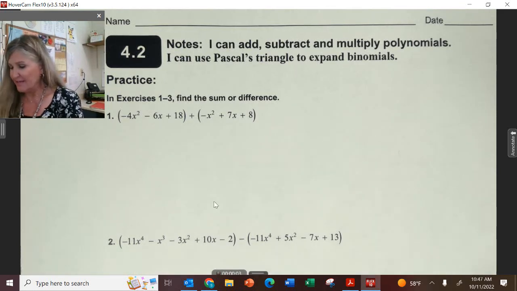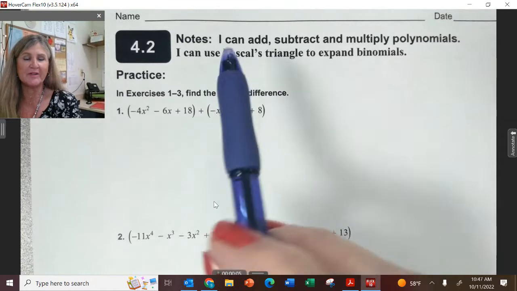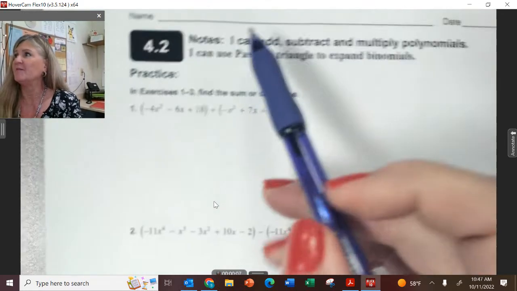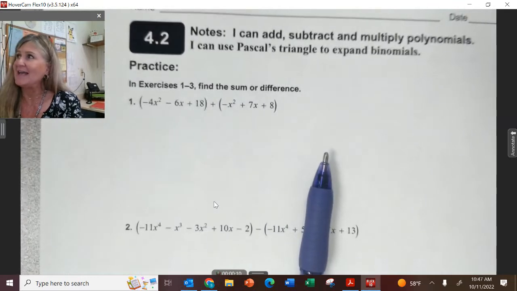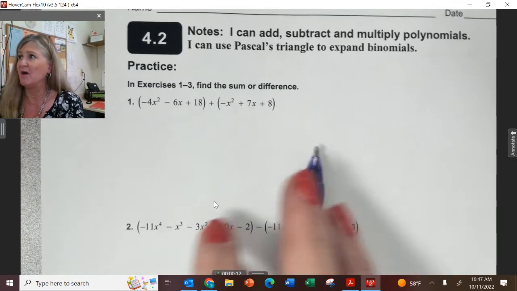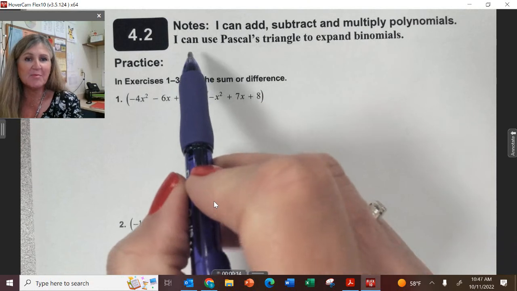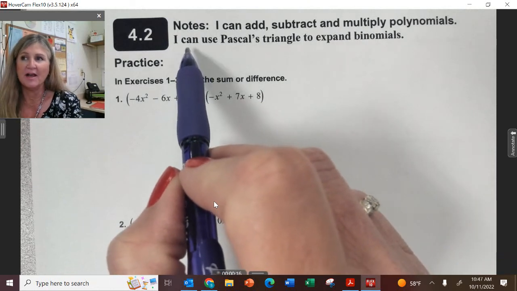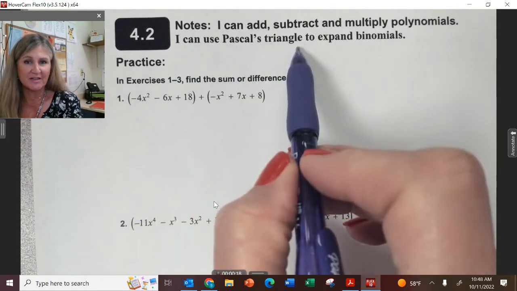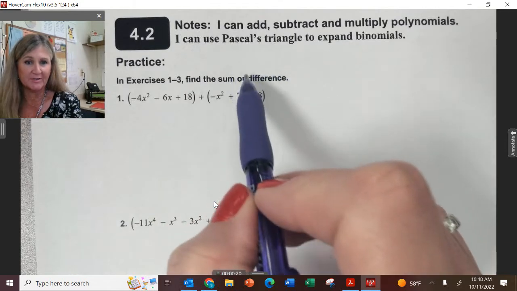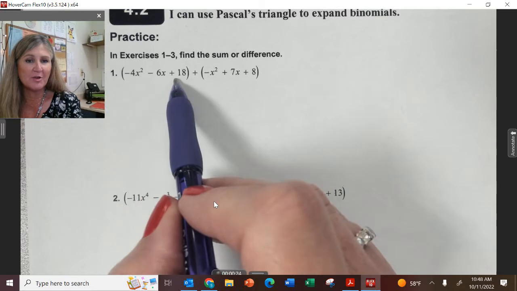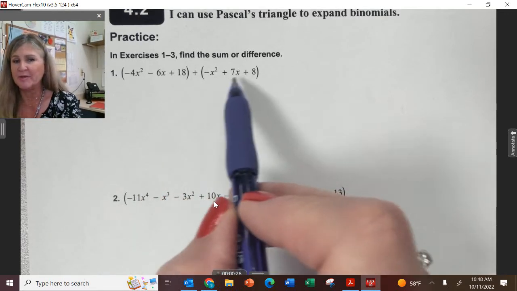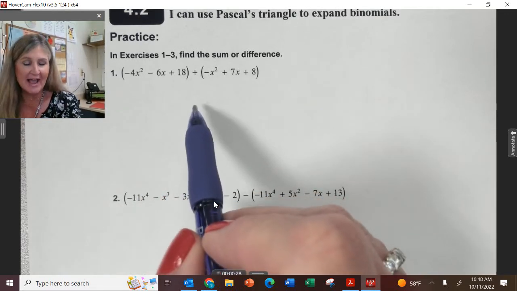Okay, today we are looking at section 4.2. This is the first part of it. Our learning goal today is that we want to be able to add, subtract, and multiply polynomials. The second part of this that we're going to look at on Thursday will be using Pascal's triangle to expand binomials. So the first problem here, we just have a polynomial in the first part, a polynomial in the second part, and we want to add them.